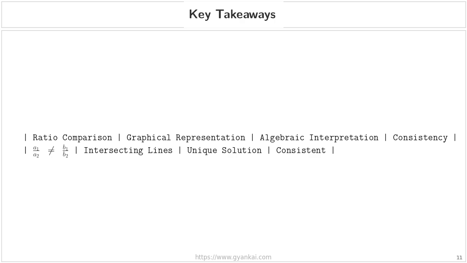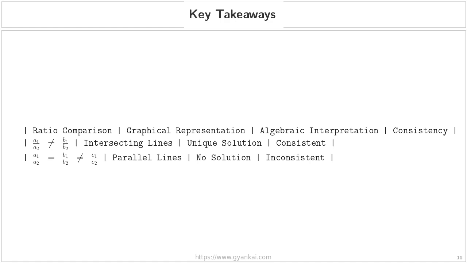If you find that the ratio of the x coefficients is not equal to the ratio of the y coefficients, that is, a 1 over a 2 does not equal b1 over b2, graphically, you are looking at intersecting lines. Because they cross at a single point, we call this a unique solution, and in mathematical terms, we say the system is consistent.